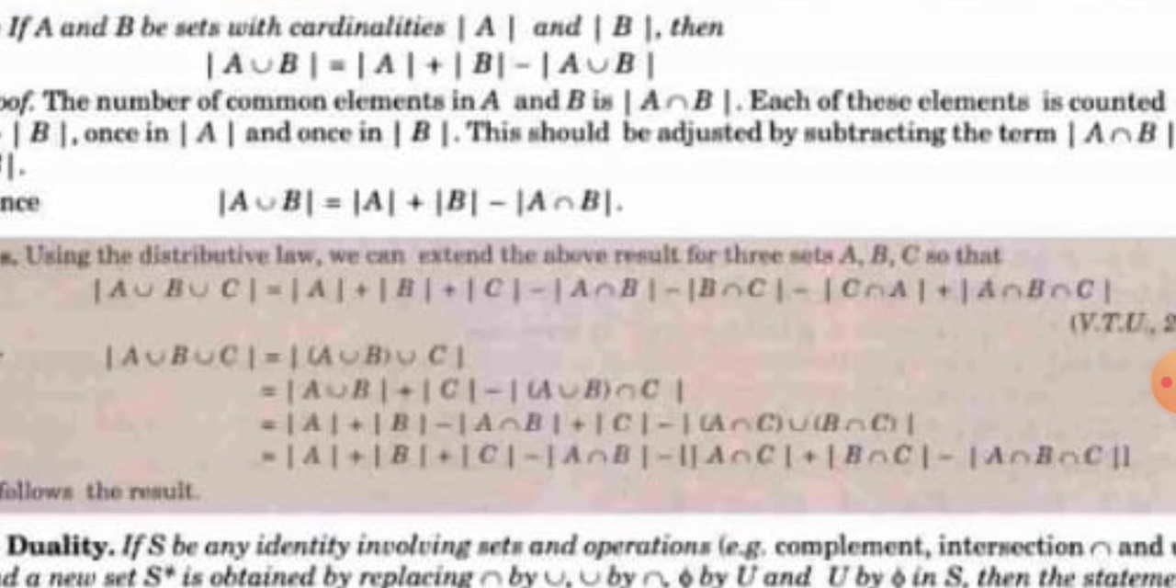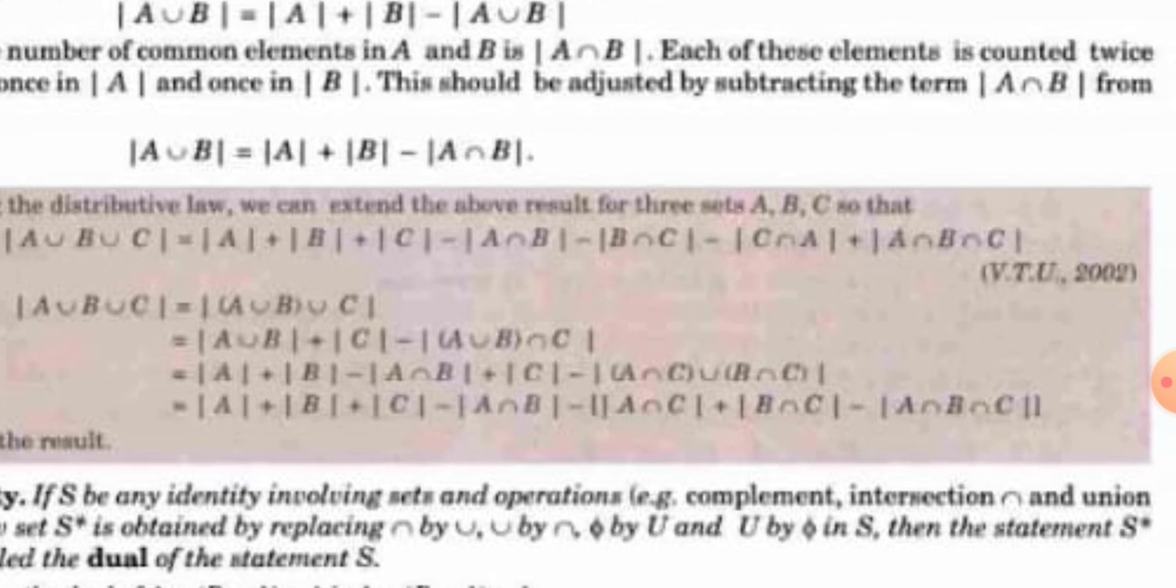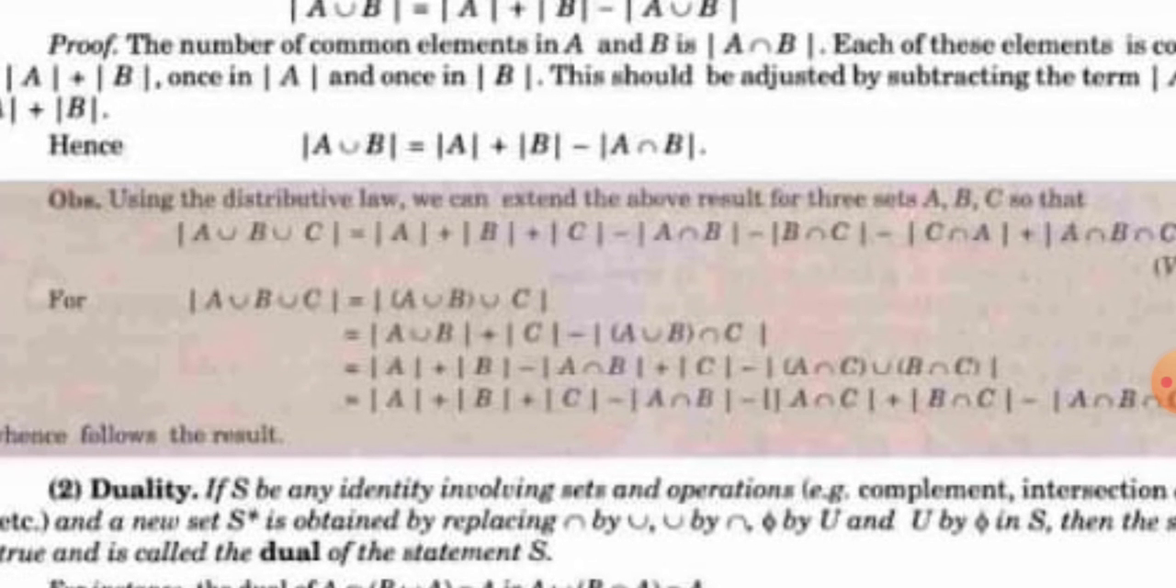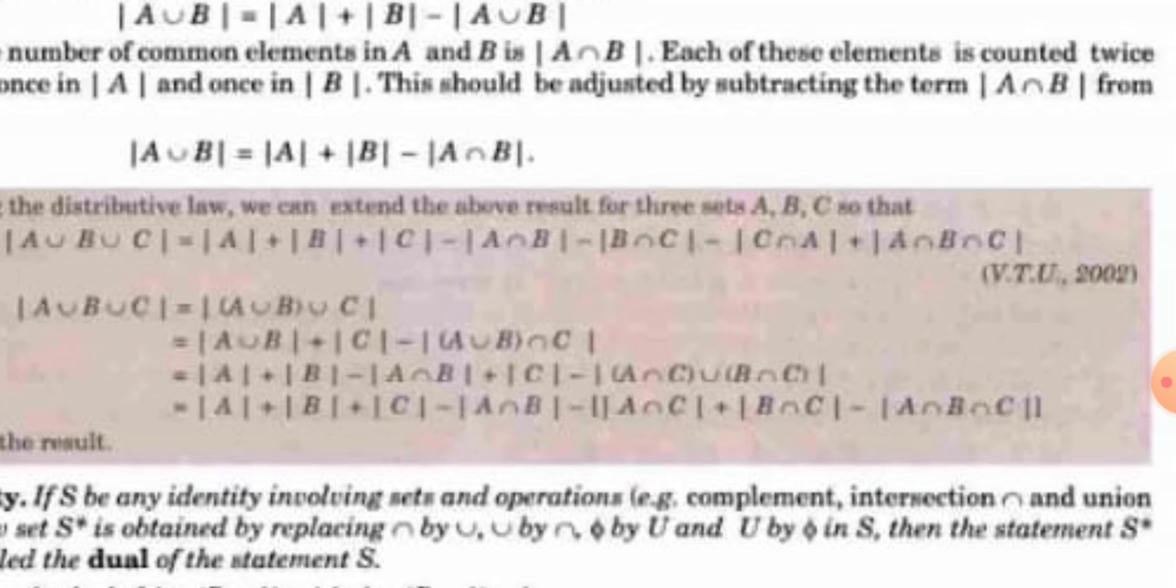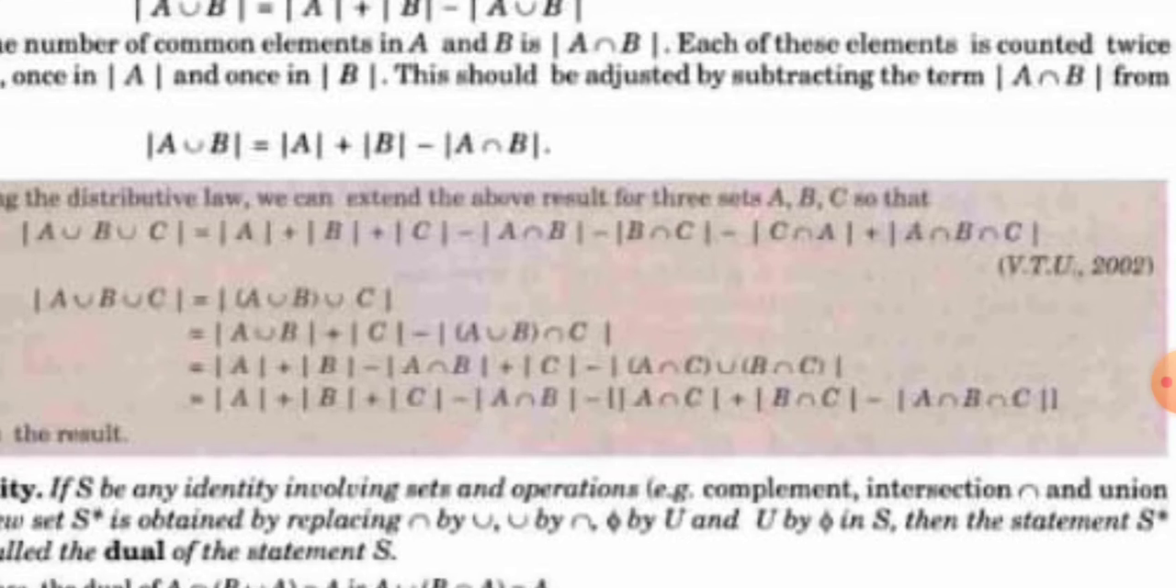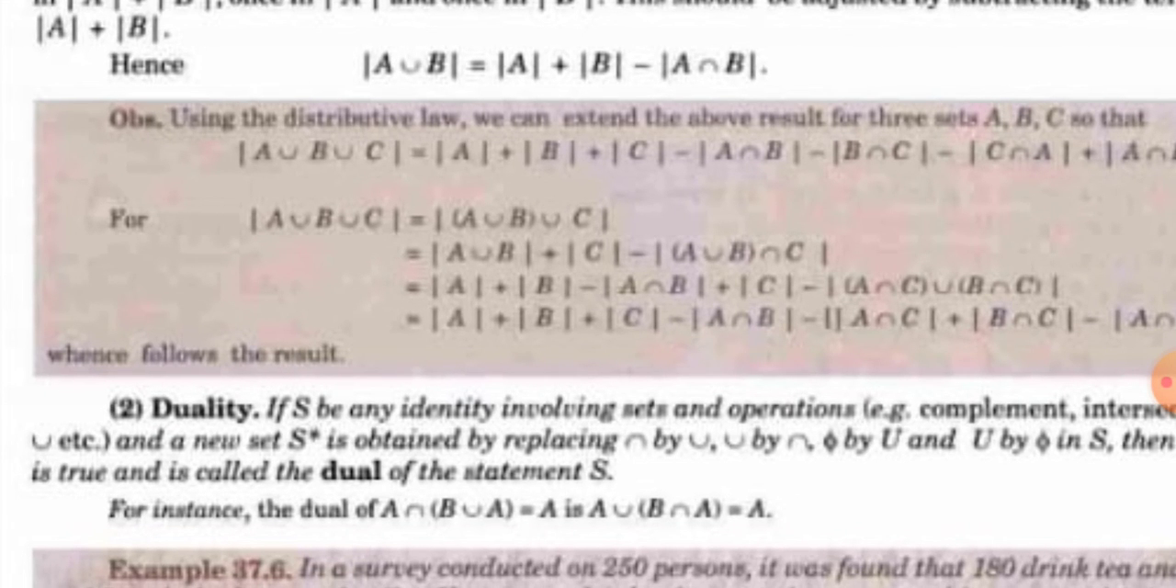Using distributive law we can extend the above result to three sets A, B, C. Cardinality of A union B union C is equal to cardinality of A plus cardinality of B plus cardinality of C minus cardinality of A intersection B minus cardinality of B intersection C minus cardinality of C intersection A plus cardinality of A intersection B intersection C.